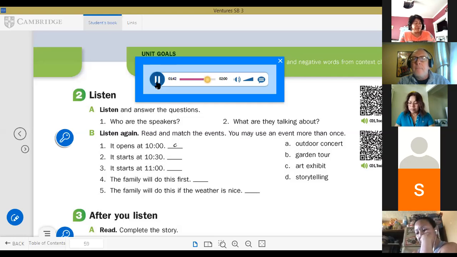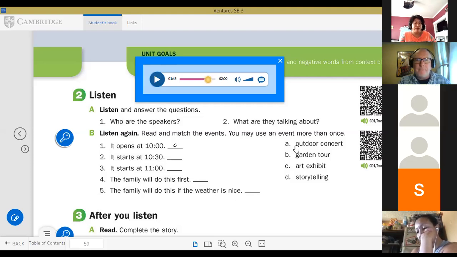Then let's plan to go to the concert if the weather is nice. Okay, and the family will do this if the weather is nice. Yes. A, outdoor concert, right? All right, no problem.